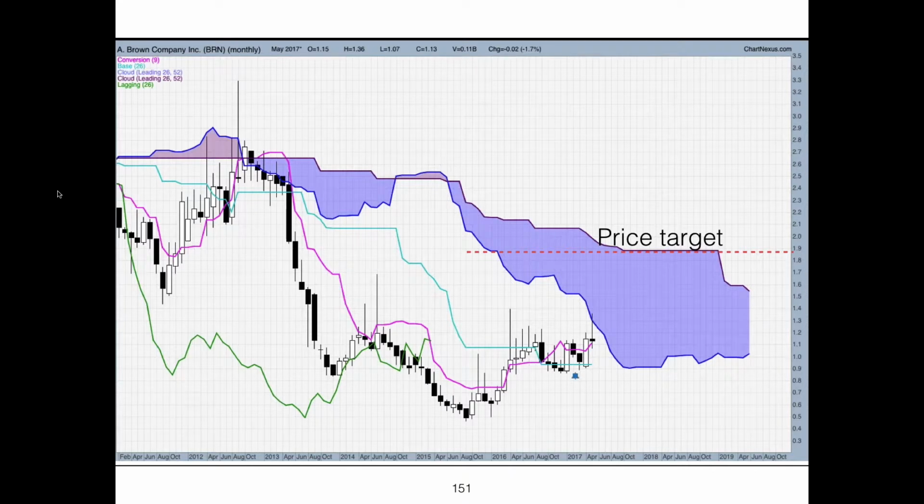Now Brown already broke above the Kijun-sen and is now faced with this Senkou A level. If it breaks above that Senkou A, the next target is Senkou B at 190.